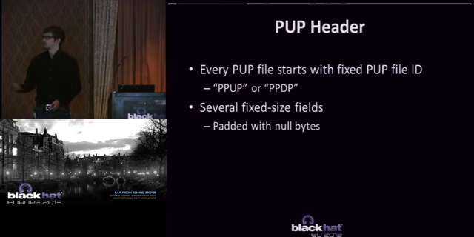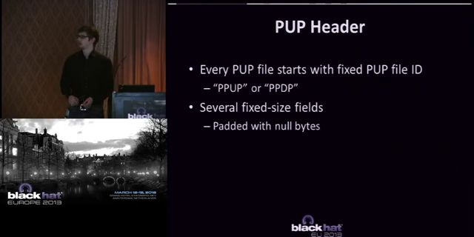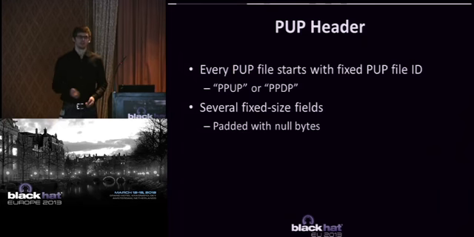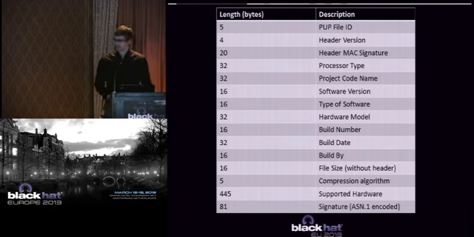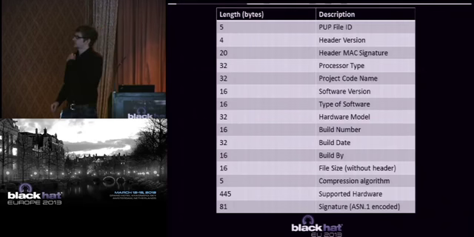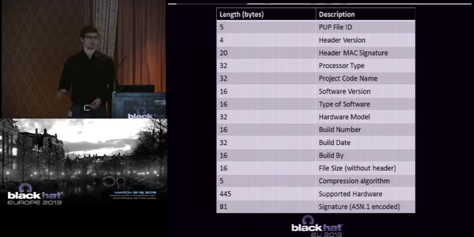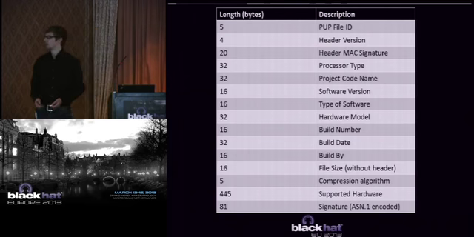It turns out the first few bytes are really a signature for the file, which can be either PPUP or PPDP. Then the remaining header consists of several fixed-size fields, which are padded with null bytes. So this is the complete structure which we figured out. It contains several interesting fields, like some information about hardware, so it specifies where the update can actually be installed.